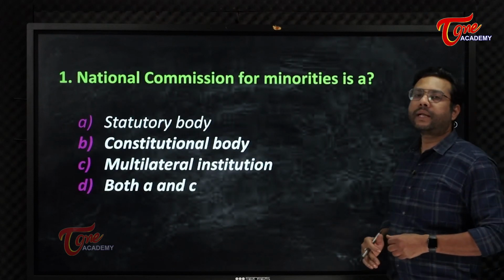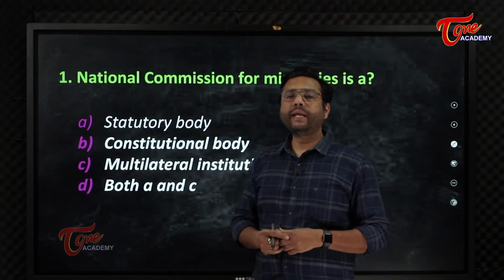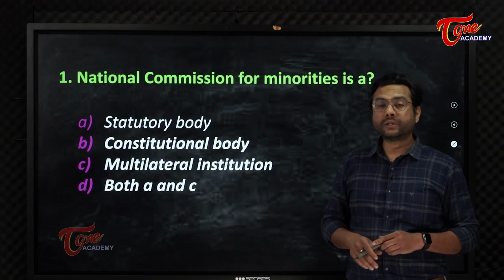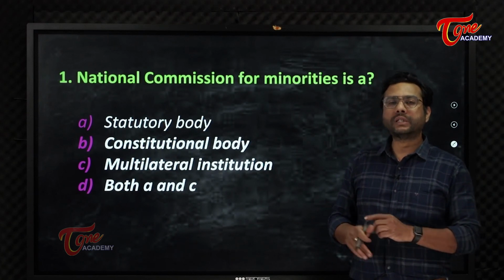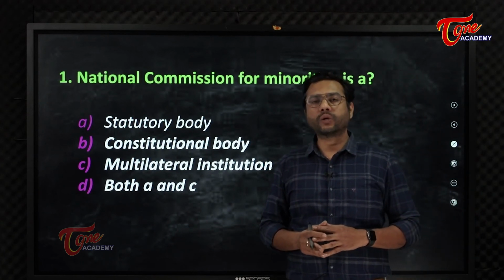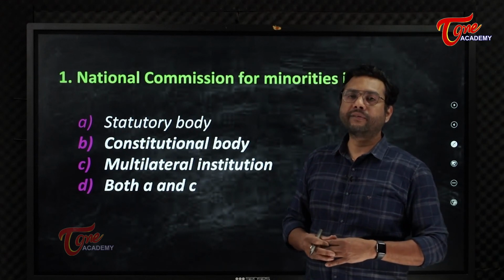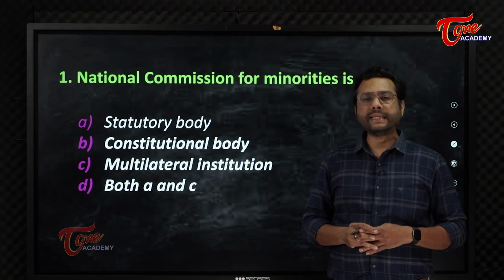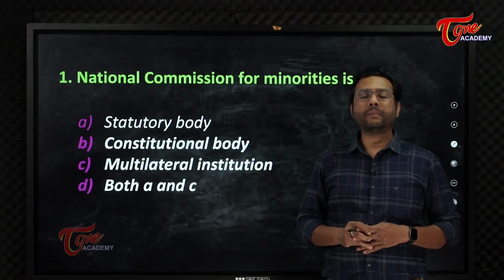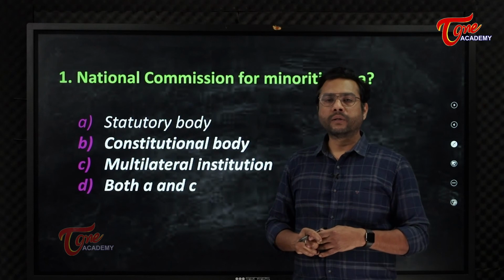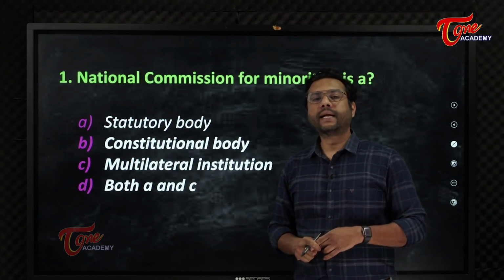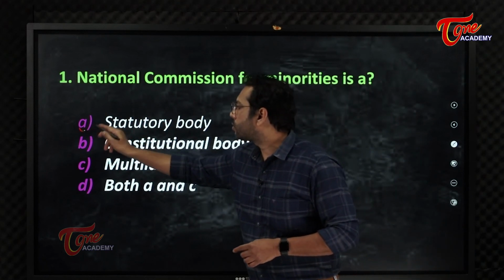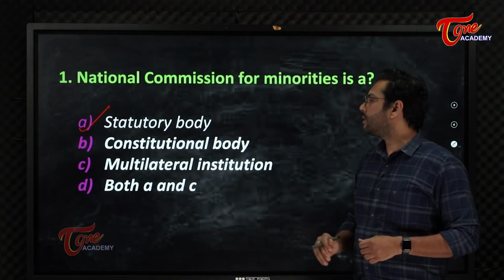So that was the National Commission for Minorities. It's a very important commission. The National Commission for Minorities is not a constitutional body, it is not mentioned in the constitution, but it has a significant part, because the National Commission for Minorities is a statutory body which has been created by the Parliament. So Parliament, which is the highest authority, has created the National Commission for Minorities. So the National Commission for Minorities is a statutory body. It's not a constitutional body, it's a statutory body.